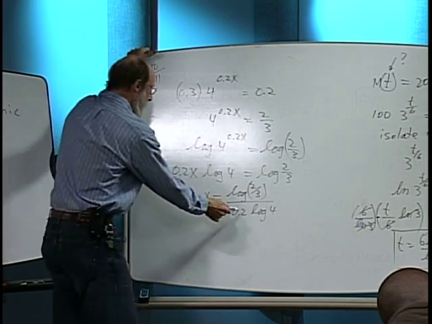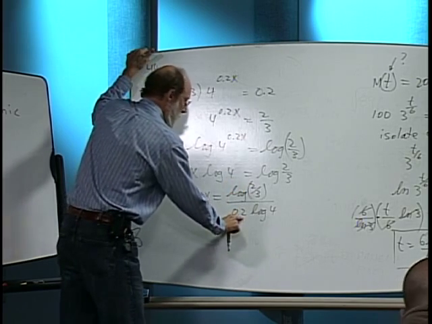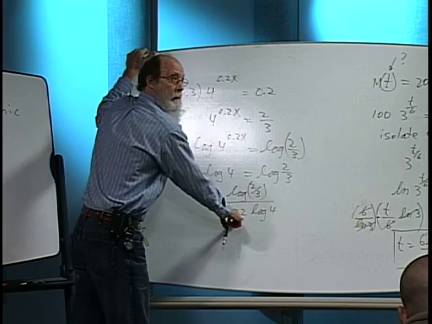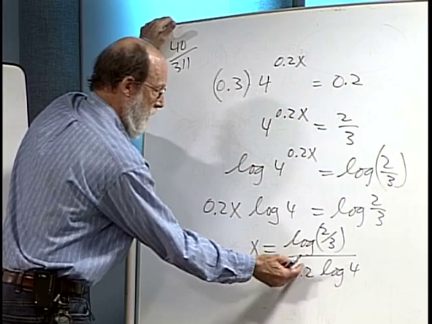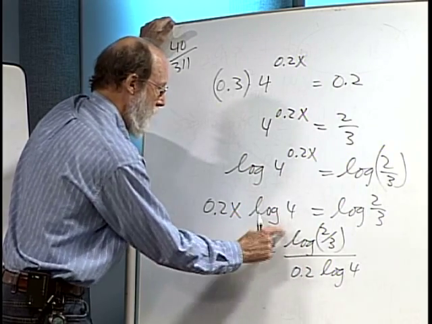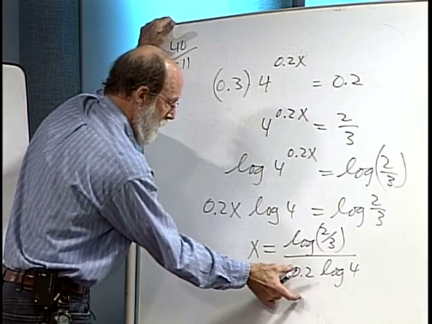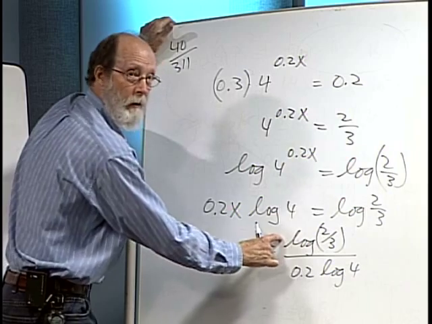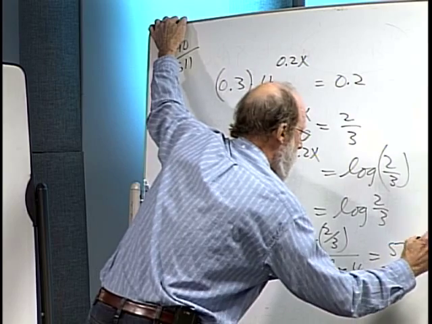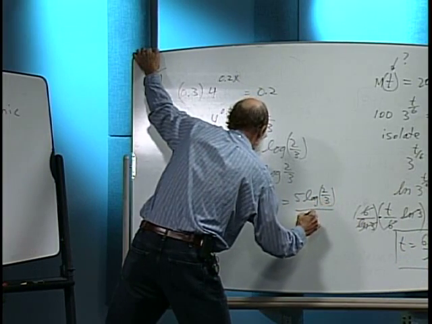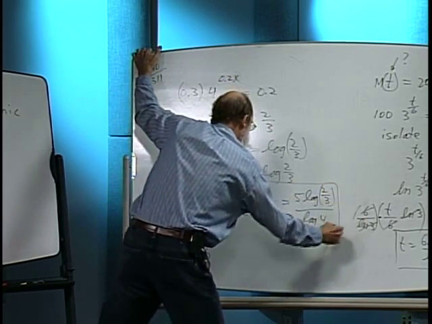Now we could tidy this up a little bit or punch this straight away on our calculator. Keep in mind what 2/10 is. 2/10 is 1/5. 1/5 in the denominator turns into a multiplier of 5 on the numerator. So another way of writing the exact answer would be 5 log of 2/3 divided by log of 4. So these are your exact answers here.